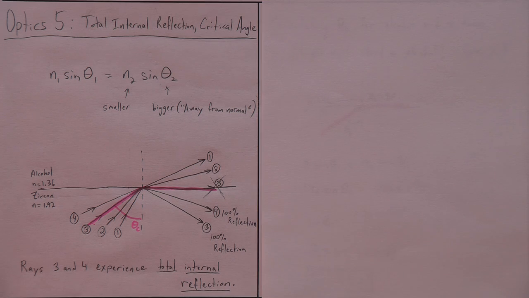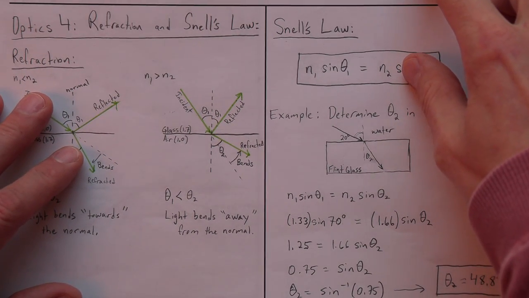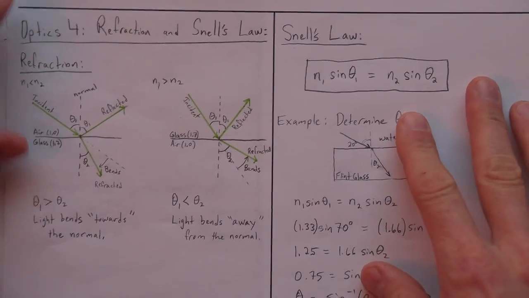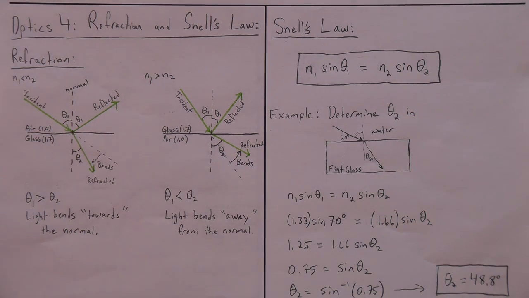But before we begin with today's information, I want to point out something that I actually forgot to mention in the last video lesson, Optics 4. So, in Optics 4, we learned about how light bent when it went from one medium to another.